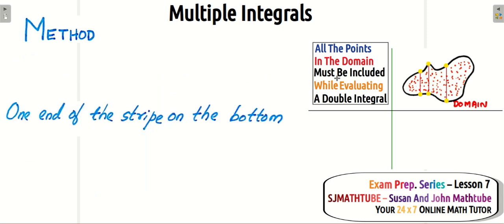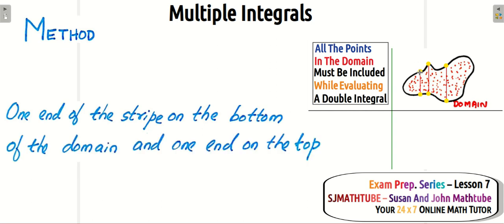Okay, so you can imagine a very thin vertical stripe which is parallel to the y-axis. One end of the stripe, I want you to check this picture. One end of the stripe will touch the bottom of the domain, and the other end will touch the top part of the domain. Okay, now you can see that we can draw infinite number of stripes like this. And remember, if you magnify, this will look like a rectangle, but the width of the rectangle is so small, that is why you feel that it's a line.